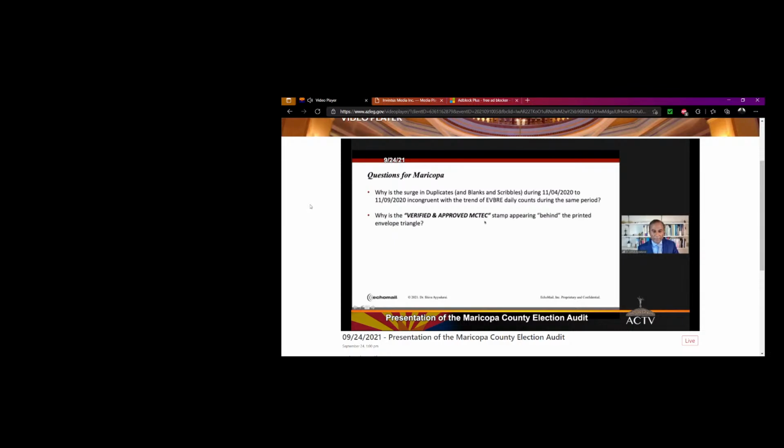Finally, why is the verified and approved stamp envelope appearing behind the printed envelope triangle? How does that happen? Is there some imaging that's done? Are the envelopes printed? I just have a question from an imaging standpoint. And the other question is, can two different voter IDs be associated with the same person, the same address with matching signatures? Is that allowed? And then finally, why are blanks being stamped as verified and approved? And more importantly, why is a verified and approved stamp appearing in a blank signature region? So those are our questions.